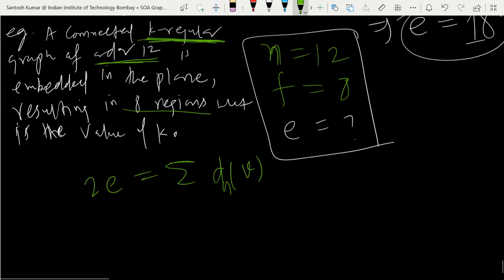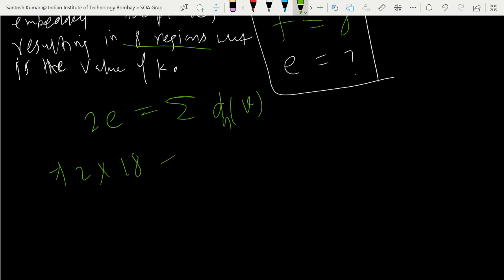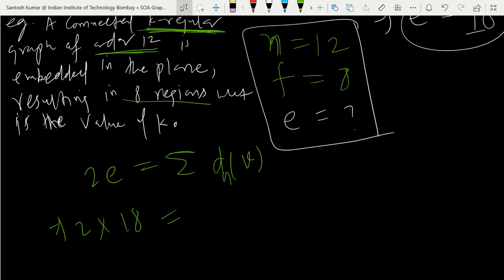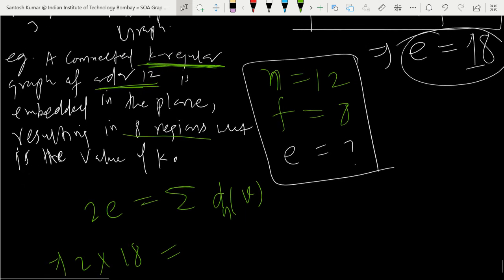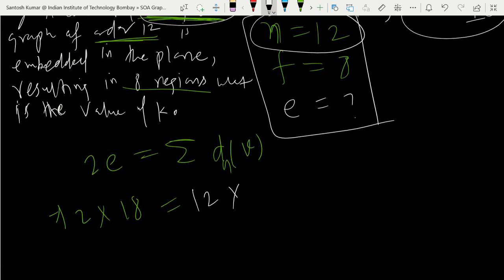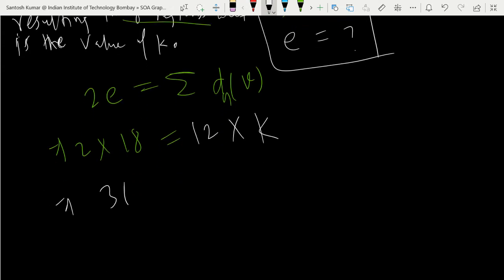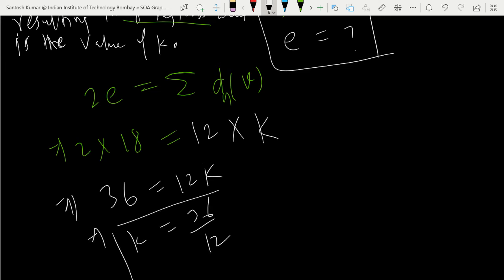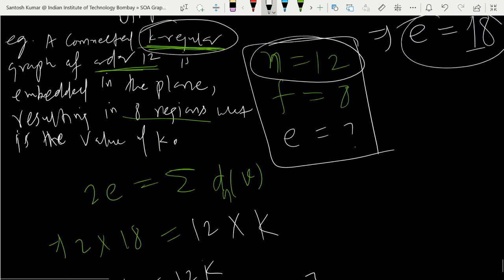Now put it here in this equation. So 2 times E is 2 times 18, which is equal to the sum of the degrees of all vertices. It's a k-regular graph, so all the vertices have the same degree k. And the total number of vertices is 12, each with degree k. So the degree sum will be 12 times k. So 36 is equal to 12k. So k will be 36 upon 12, and that is going to be 3. So k is 3, correct.